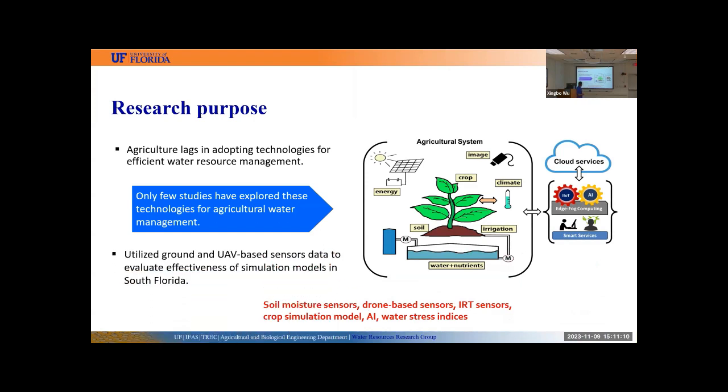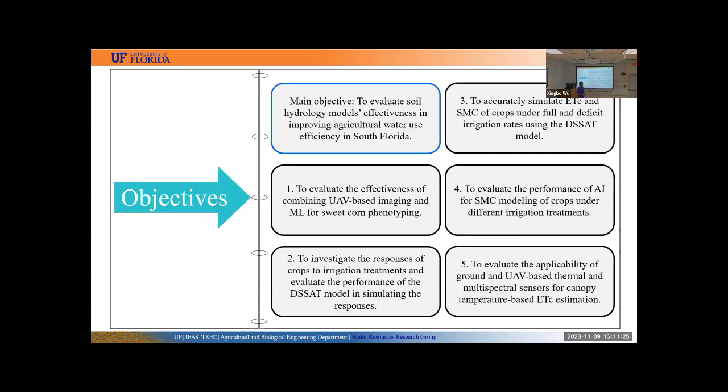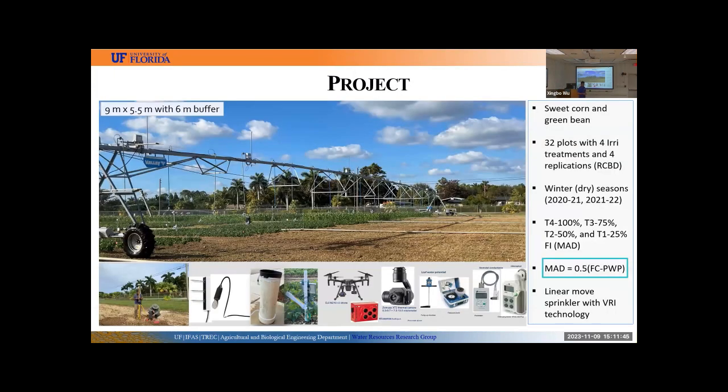So in this study, we utilized ground and UAV-based sensor data to evaluate the effectiveness of simulation models for agricultural water management in South Florida. The main objective of this research project was to evaluate soil hydrology model effectiveness in improving agricultural water use efficiency in South Florida. And in order to answer this main objective, we formulated around 5 specific objectives, and I'll go through each objective in the coming slides.